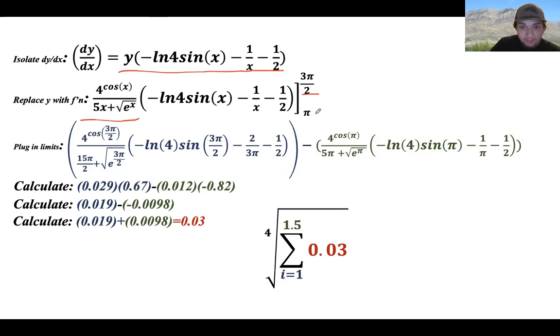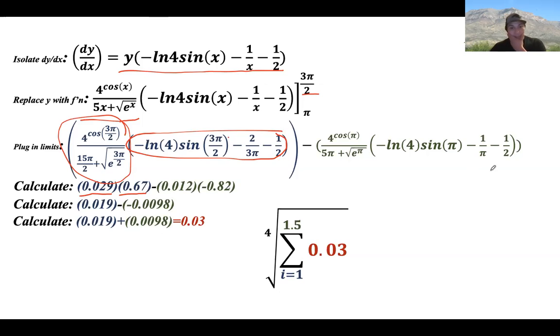Now it's time to plug in our limits. The first thing we're going to plug in is 3 pi over 2. This is where you can use your calculator; a calculator is very much necessary. I already did my calculations. So if you plug this into your calculator, you should get approximately 0.029. Then you plug in this, and you should get about 0.67. And then you plug in this, you should get approximately 0.012.